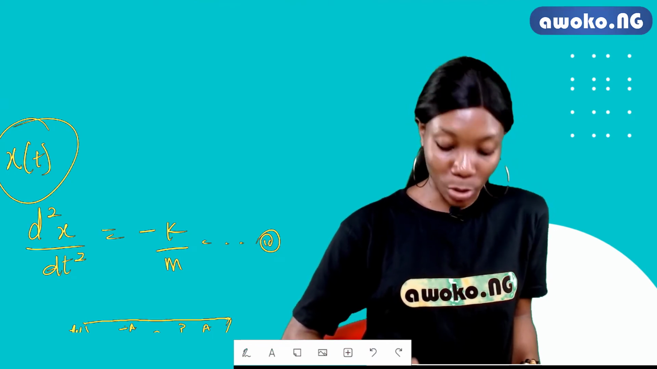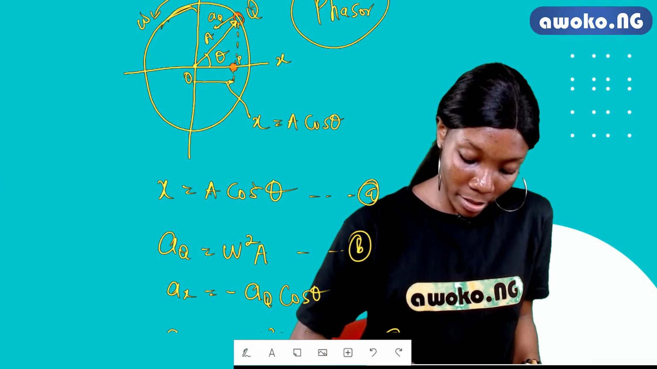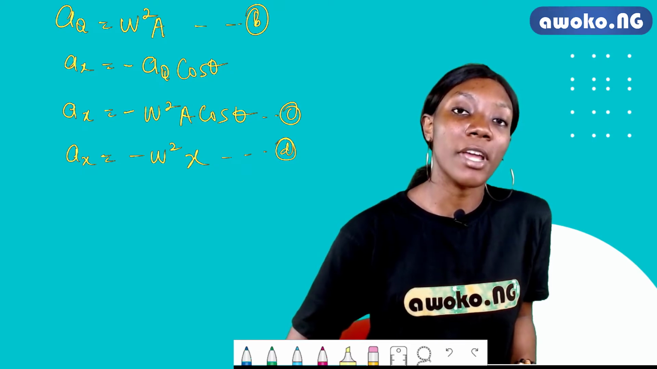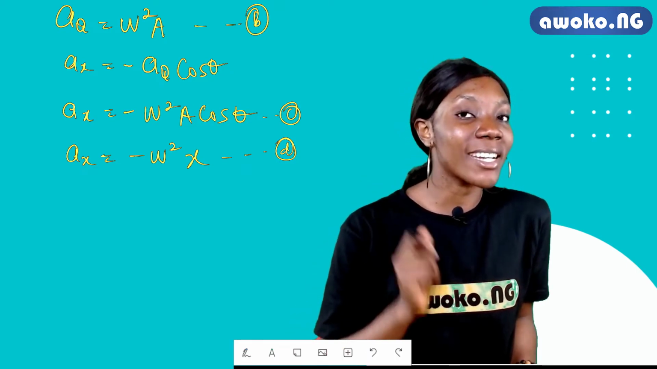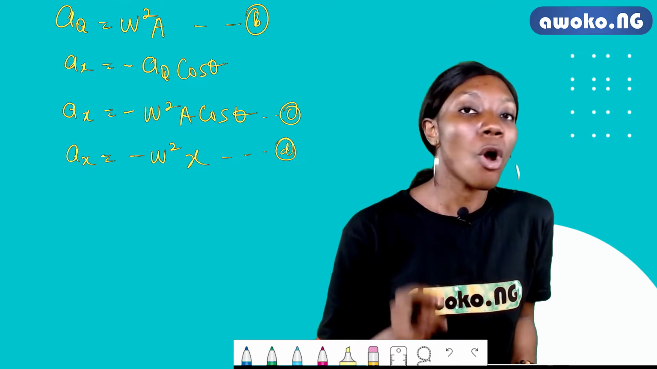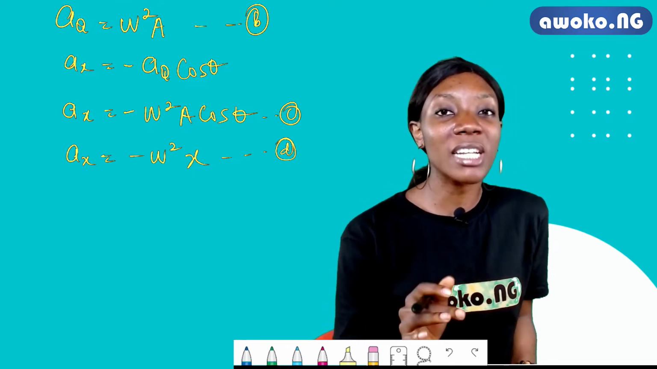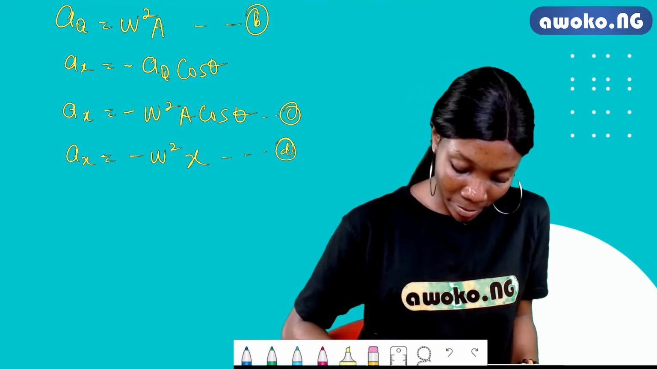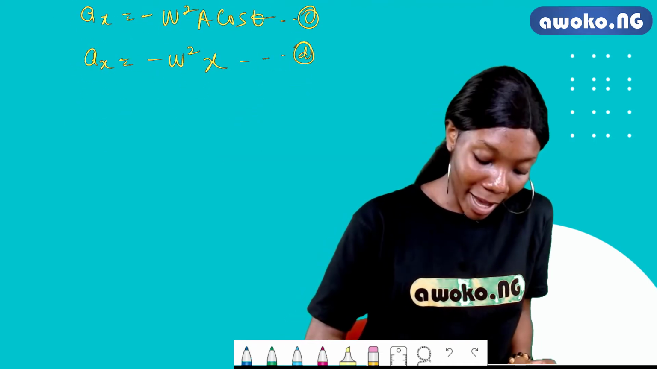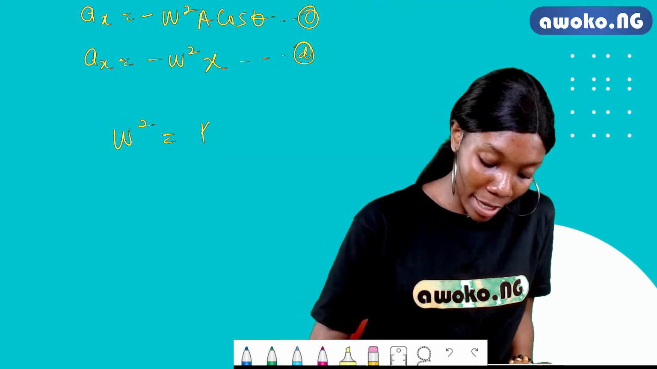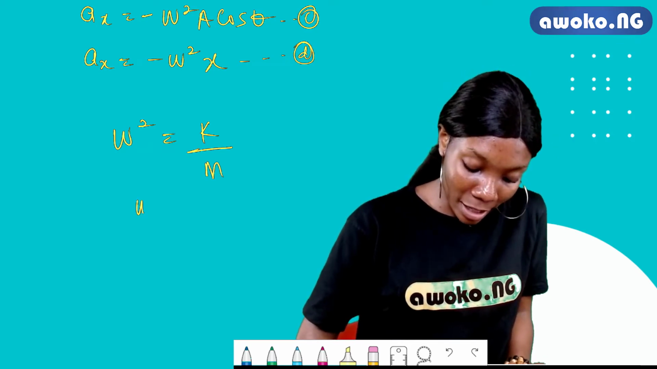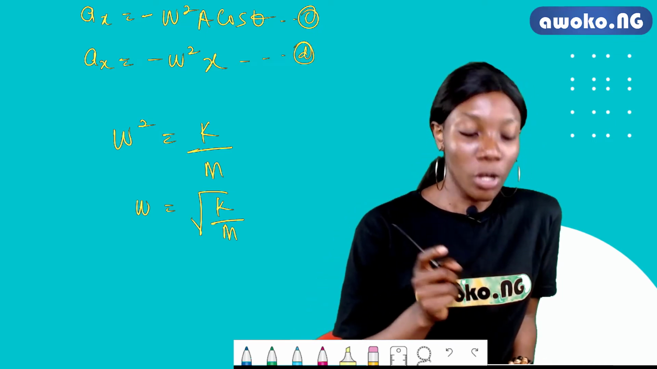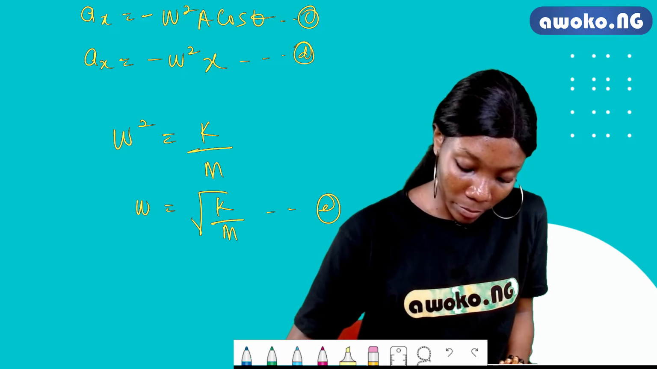So equation D is the same as the acceleration of a harmonic oscillator, provided that the angular speed W of the reference point Q is related to the force constant K and mass of the oscillating body by W square equal K over M. Then we can write this as W equal root K over M. So take note of this. Let's call this equation E.